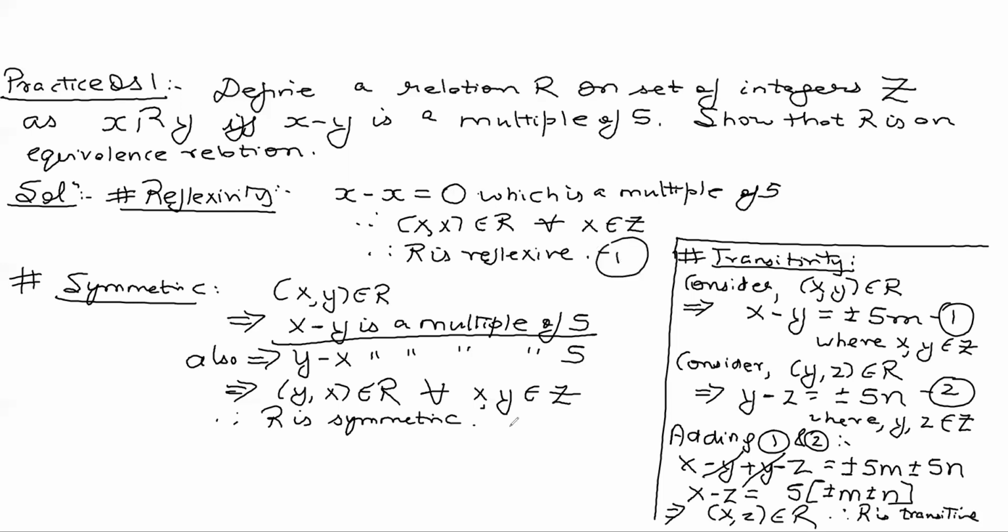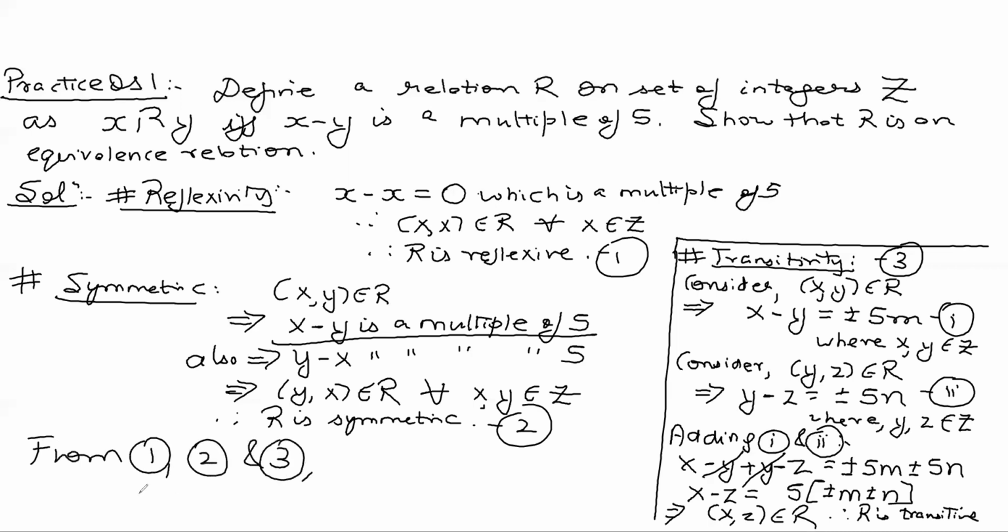And from 1, 2, and 3, let me call this Roman numeral 1, and so that there is no confusion, let me call this Roman numeral 1 and 2. So from 1, 2, and 3, R is an equivalence relation. We have shown that R is reflexive. We have shown that R is symmetric. We have also shown that R is transitive.